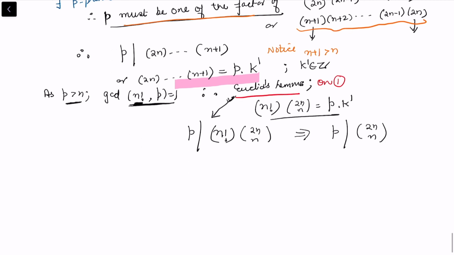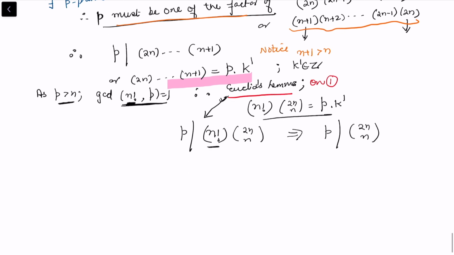So when p divides 2n choose n, because p cannot divide n factorial as the GCD with p is 1, this will imply 2n choose n is congruent to 0 mod p, and that proves our result. We wanted to show that 2n choose n is congruent to 0 mod p.